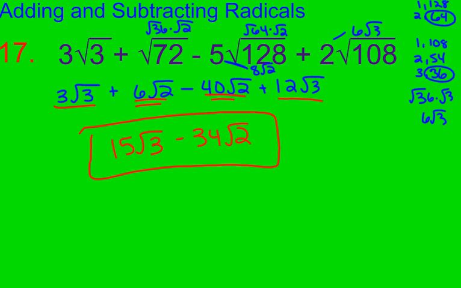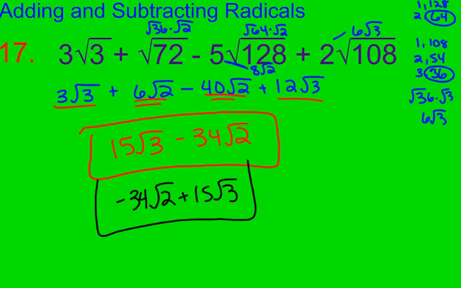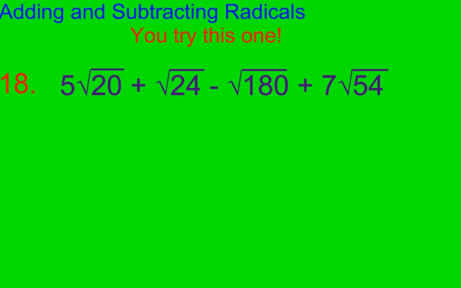You also, if you did it differently, might have had negative 34 root 2 plus 15 root 3. These are both great answers. So you guys go ahead and try 18. Pause the video, do that one, and you can see if we get the same answer.